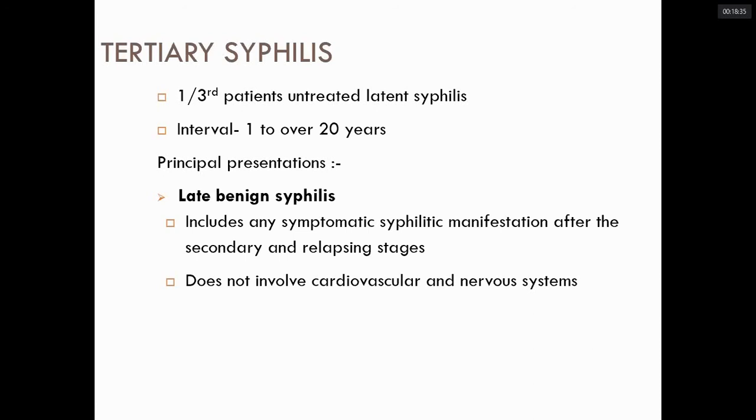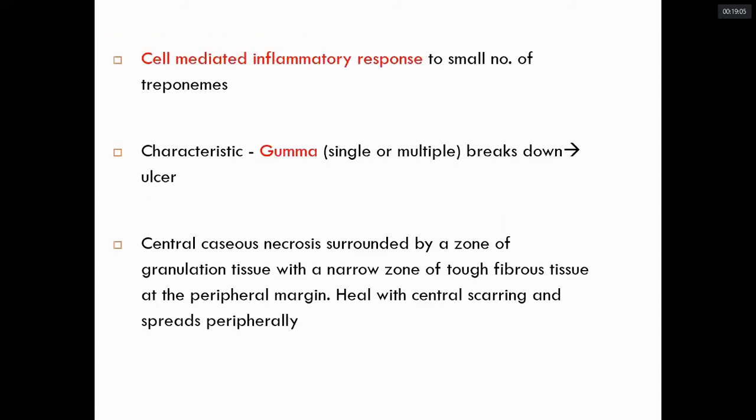Now the tertiary syphilis. One third of untreated patients may progress to tertiary syphilis and remain in this stage after 1 to 20 years. There are 3 types of tertiary syphilis: benign tertiary syphilis, cardiovascular syphilis, and neurosyphilis. In benign syphilis, there is no involvement of the cardiovascular and nervous systems. Mostly the lesions in benign syphilis are seen due to a cell-mediated inflammatory response to the treponemes, and the characteristic lesions are called gumma.